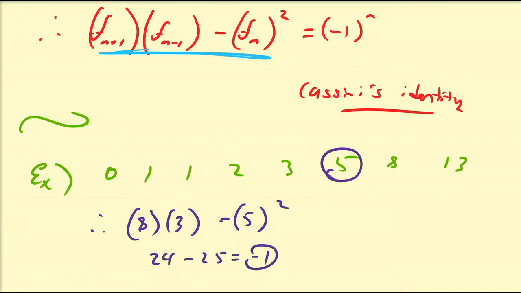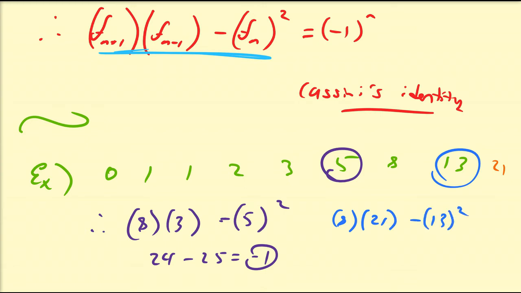Let's just pick another one just for fun. So what's after 13? That's going to be 21. So let's pick 13 here. So let's do 8 times 21 minus 13 squared. So what's that going to be? That's just going to be equal to 168 minus 169, so that's going to be equal to minus 1. So same as the previous one.